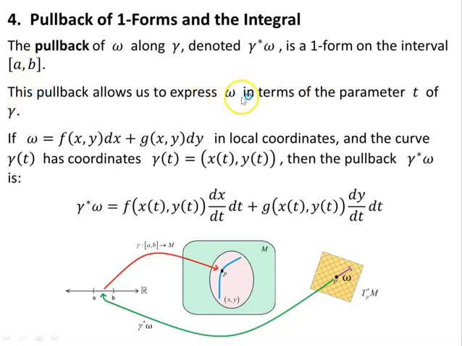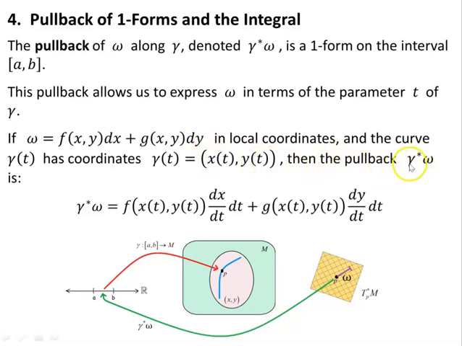So this pullback allows us to express omega in terms of the parameter t of gamma. If omega is f of x,y dx plus g of x,y dy in local coordinates on the manifold, the region in pink here, and the curve gamma of t is a function of the single variable t, remember t from the reals here, then gamma of t is equal to x of t, y of t. So our vector is given by x coordinates and y coordinates, both functions of t.